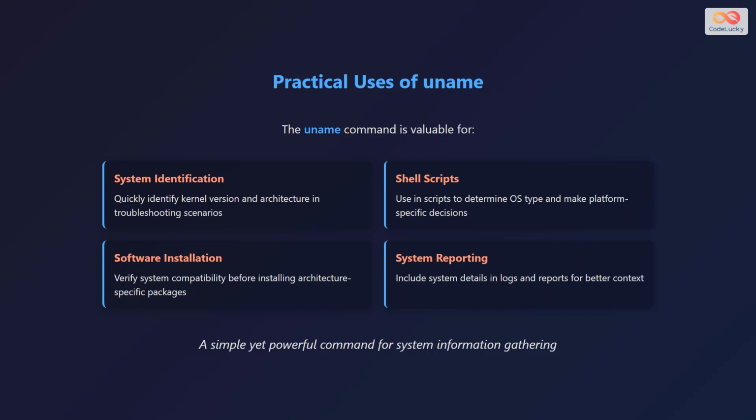The uname command is a versatile tool with several practical applications. It's valuable for system identification, allowing you to quickly identify the kernel version and architecture, which is particularly useful in troubleshooting scenarios. It can be used in shell scripts to determine the operating system type, enabling platform-specific decisions. It helps to verify system compatibility before installing architecture-specific packages. Also, it is useful for including system details in logs and reports for better context.